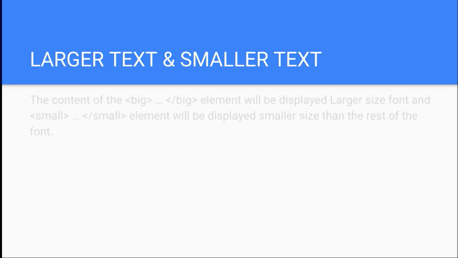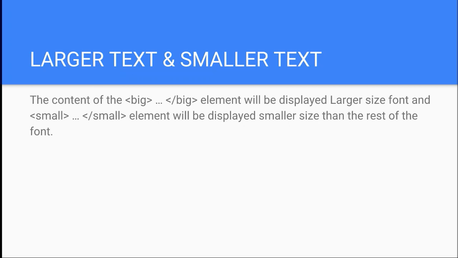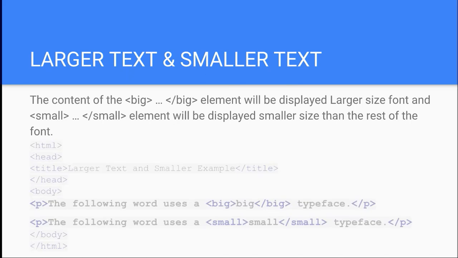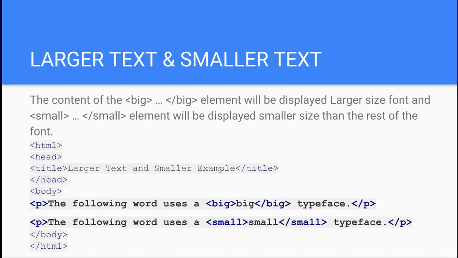And the next one is larger text and smaller text. The content between the big and /big elements will be displayed in a larger size font, and the small element will be displayed in a smaller size than the rest of the font. Let us see how it works. Here you can see this big word is surrounded with the two tags, big and slash big. This is an element, and the small word is also surrounded with the two tags, small and slash small, and this is another element. Let us try this.